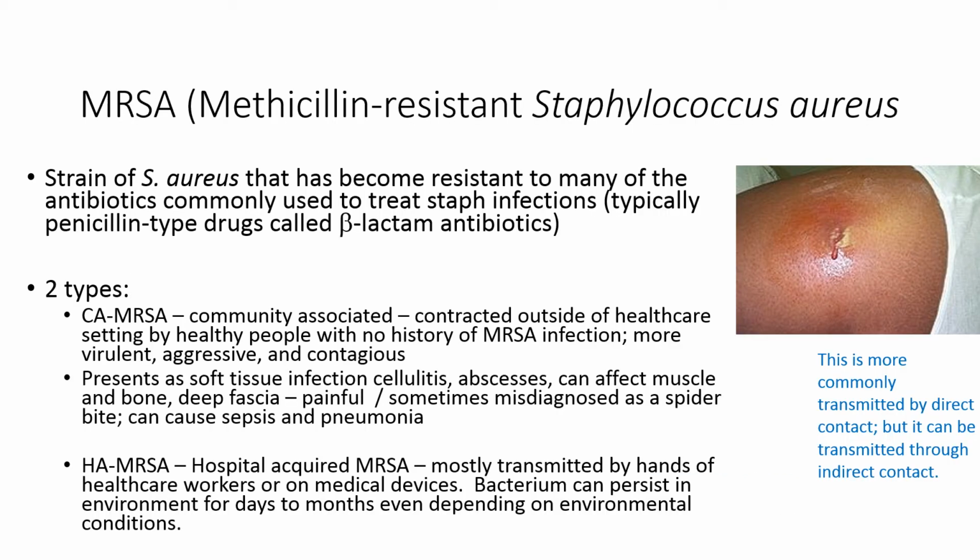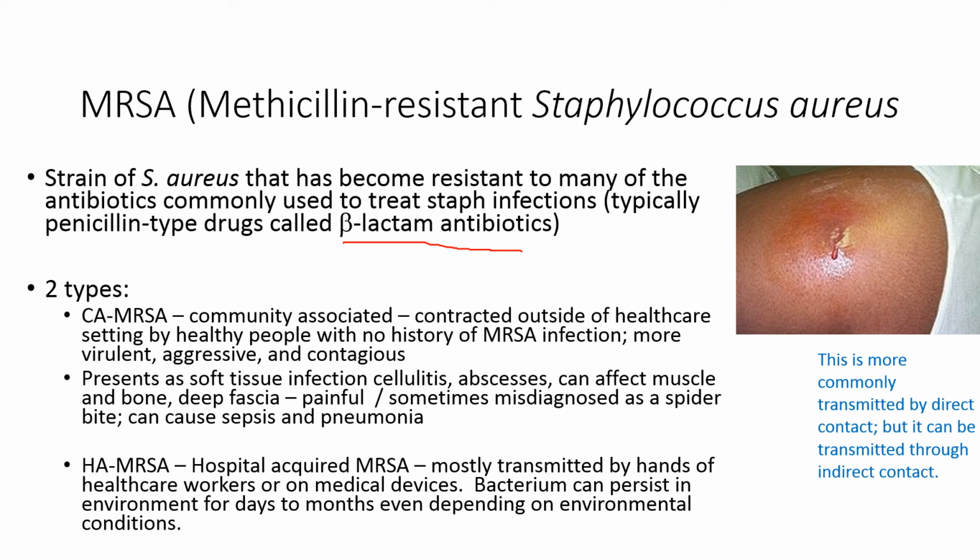MRSA is an antibiotic-resistant strain of Staph aureus, and it's resistant to most of the antibiotics that we would commonly use to treat staph infections, namely penicillin-type drugs that collectively are called beta-lactam antibiotics. There are 2 types of MRSA infection. You have the community-associated MRSA infection.